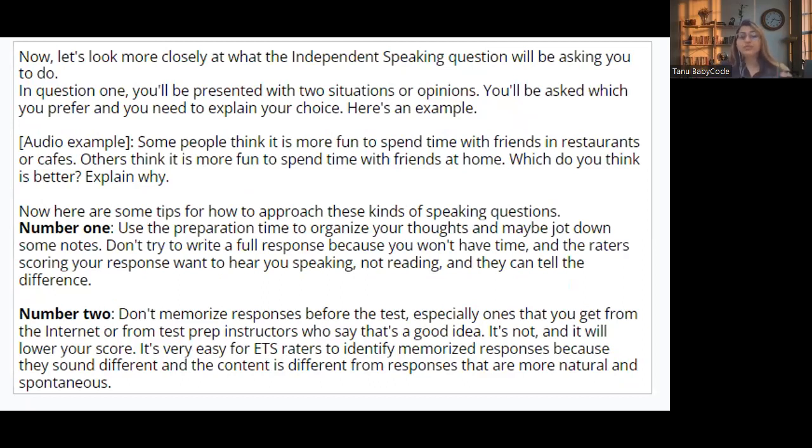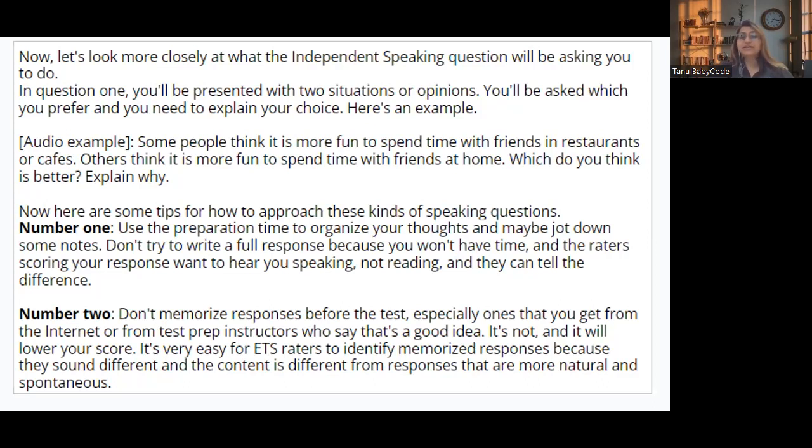Now let's look more closely at what the independent speaking question will be asking you to do. Here you will be presented with 2 situations or opinions, and you will be asked which you prefer, and you need to explain your choice also, right? So you have 2 situations or opinions. You need to show your preference and explain your preference also. Let's look at an example.